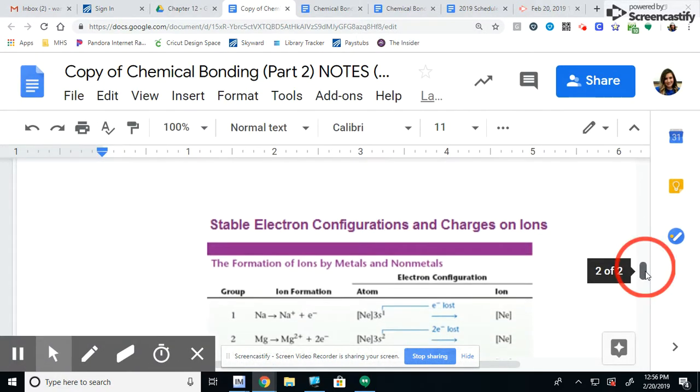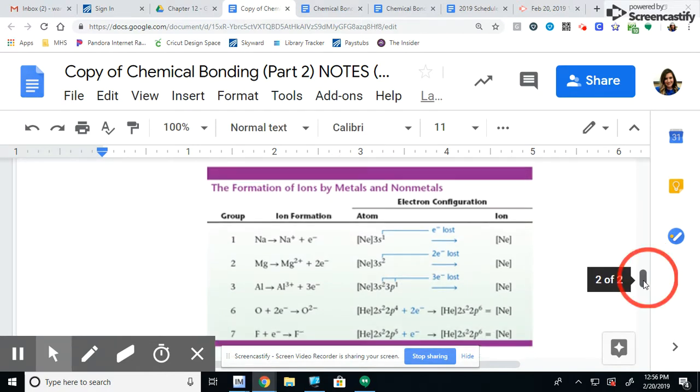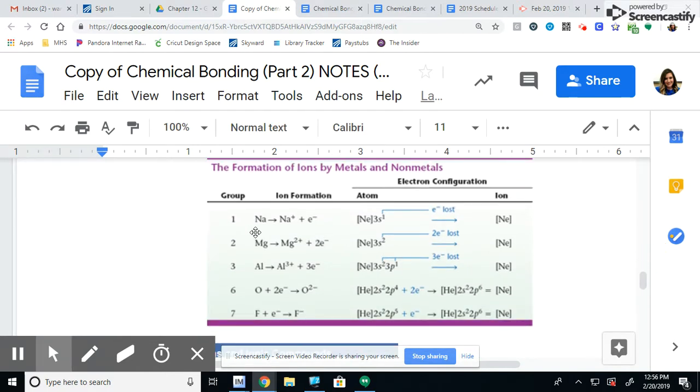So here we can see just a little bit better what exactly is happening. So here you have sodium. Sodium, if I was drawing out the electron configuration, if I was using the noble gas notation, sodium is 3s1 is where it stops. So if I wrote the noble gas notation, it would be neon plus 3s1.